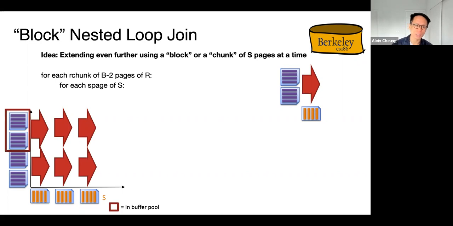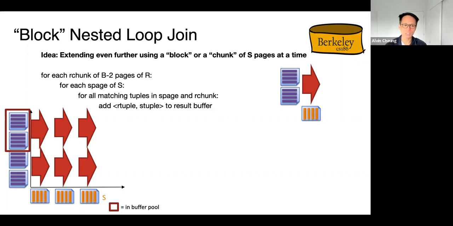Against that, we are going to run the same algorithm. We're again going to load in every page of S and then find all the matching tuples by calling our theta function. And if it passes, then we're going to add the result to the buffer.